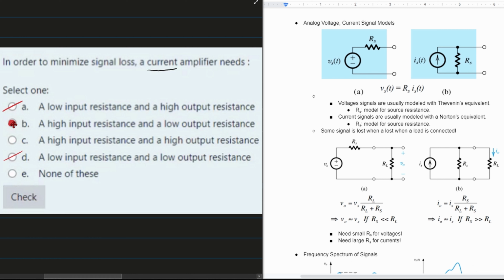Now if we had a voltage, we would want low input resistance, that way it would flow through here. So we would want a small RS for our voltage if it were to flow through here, but for current we want a large one to let current flow through here. And that is how we would look at this problem for current, and also how we could approach it for an amplifier.